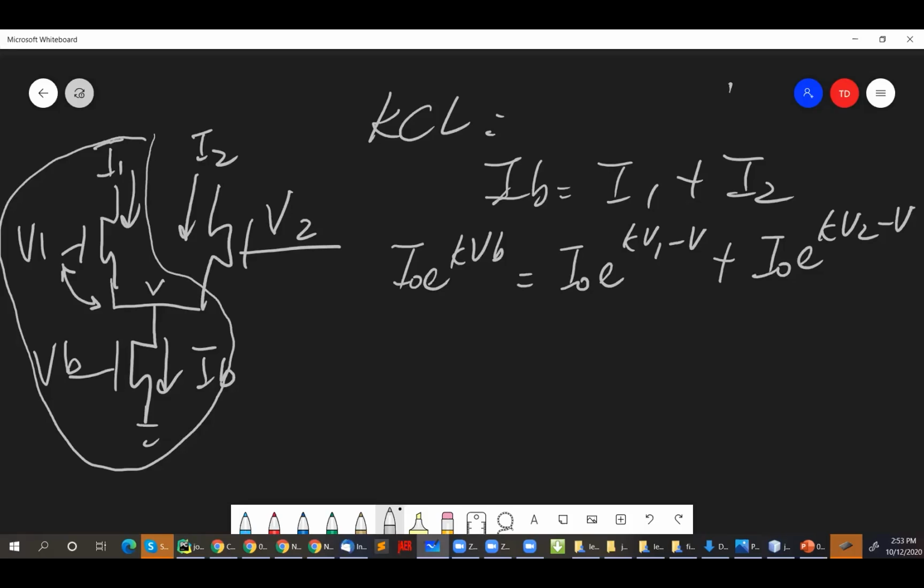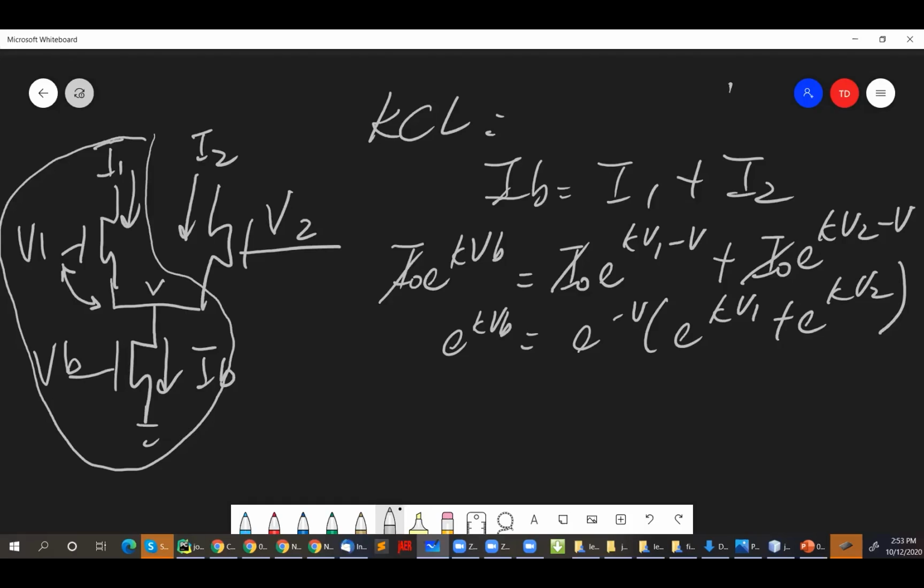So once you drop the I naughts, then you have e to the kappa VB equal to, and then you can see e to the minus V is common to both these two terms. So you have e to the kappa, yeah, like that. Okay. And then now you can solve for e to the V. So let's put it on the positive side. I'm going to move it over here. So that means we have, in the end, this equation, right? So everything's okay with that?